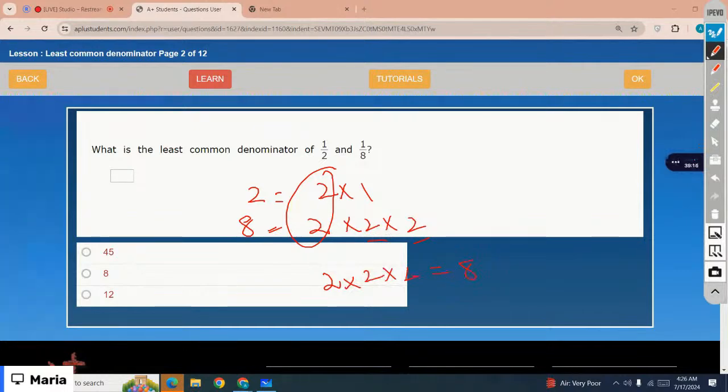That means the least common denominator is, and the correct option is, yes, 8 it is. The correct option is 8.